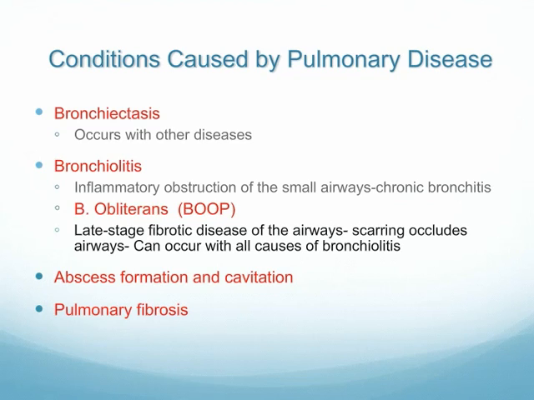Late-stage fibrotic disease can have this occur, and what happens is we have a lot of fibrotic damage occurring to the lung. Most often, in my experience, both BOOP and bronchiolitis are seen in patients who have long-term chronic fibrotic disease of the lungs, so patients with cystic fibrosis and things like that. Abscess formation can occur with pulmonary disease, and so can pulmonary fibrosis.